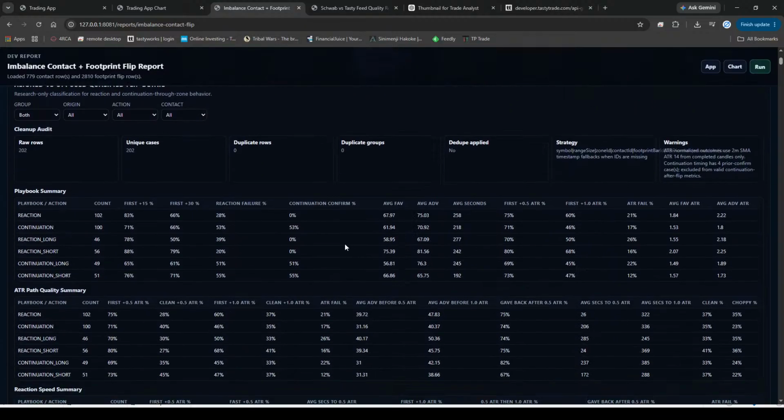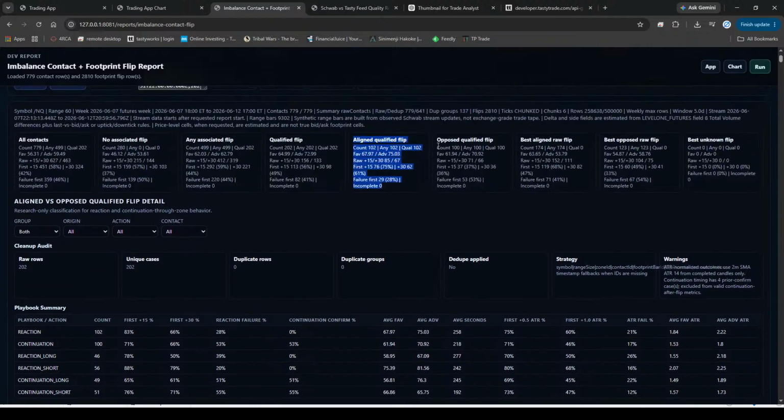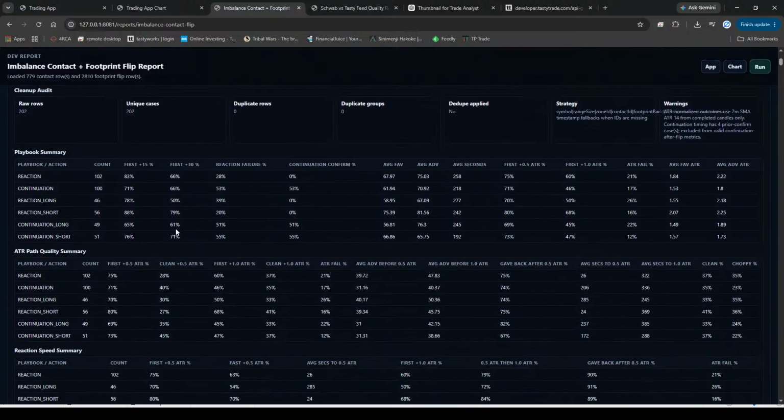And these are some of the stats. We have 102, and that 102 falls into this line right here. 83% of the time over those 102, we hit the 15 points, and 2/3 of the time you hit 30 points. Okay. I added ATR, so 75% of the time you hit 0.5 ATR. So whatever ATR is, you see that it's a little bit less than this 83.